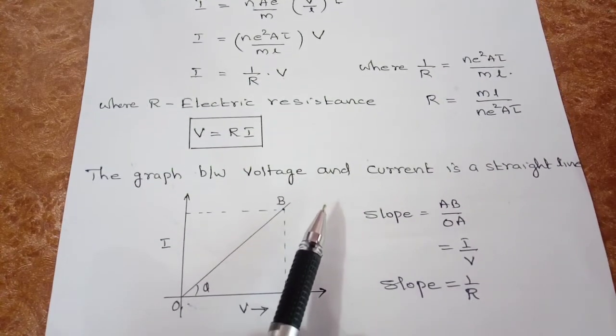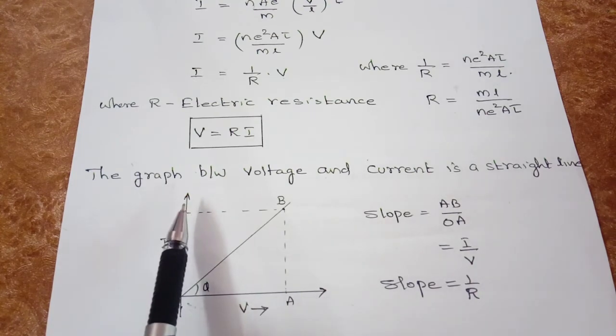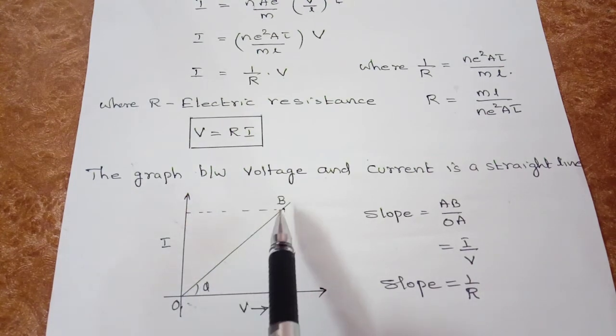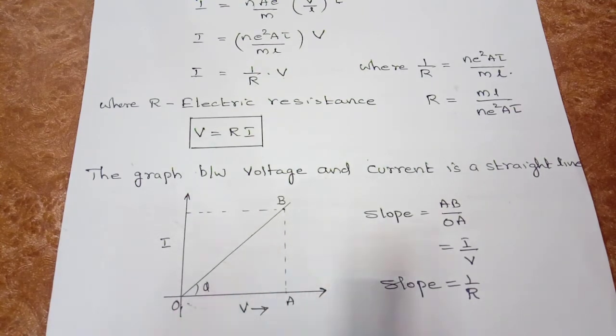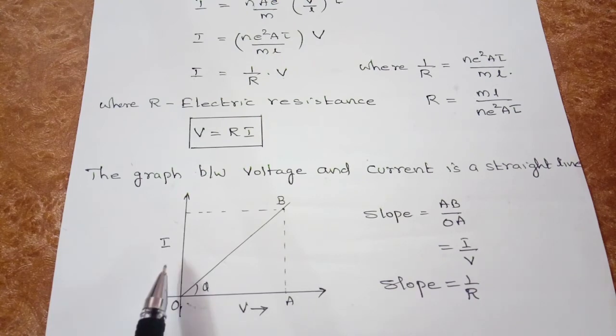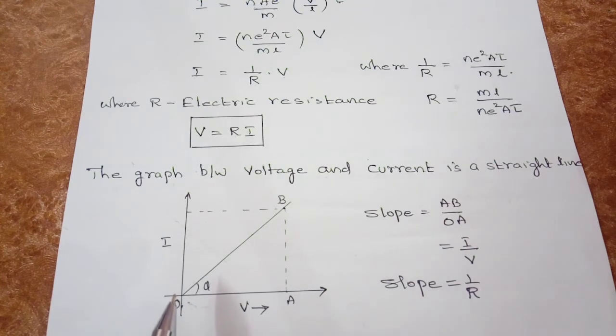Now you can see the graph between voltage and current. I am taking voltage along the x-axis and current along the y-axis. The graph between voltage and current is a straight line because R is a constant. Now what is the significance of the slope of the graph? Slope of the graph means perpendicular by base. Perpendicular is nothing but I and the base is V. So I by V is nothing but the inverse of the resistance. The slope of any VI graph gives the inverse of resistance. Now sometimes I may control the current and measure the potential difference across any 2 points in the conductor.